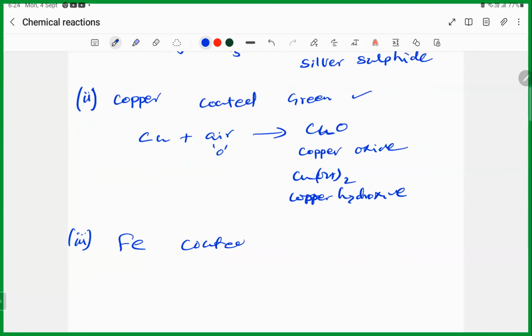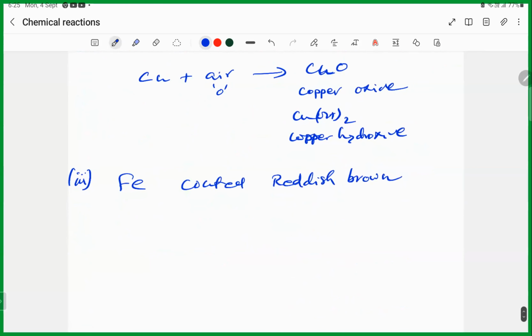Next, iron will be coated with reddish brown color. What is that? Ferric oxide, sir. Fe2O3. Very good. So ferric oxide. This is what happened in that chemical reaction.